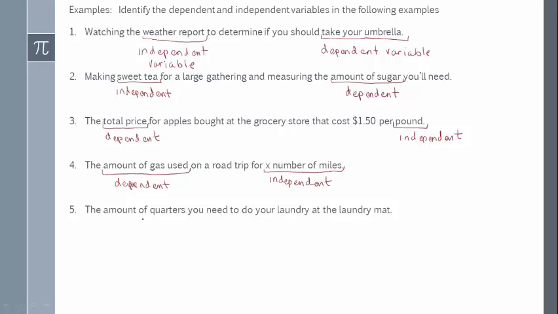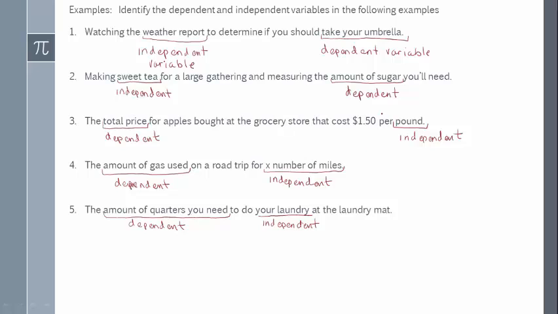And finally, we have the amount of quarters you need to do your laundry at the laundromat. This one's also a little, maybe you have to think about it. What will determine which? We're going to do our laundry and we're going to need quarters. So if you think about that, the amount of laundry you have will cause the amount of quarters you need. If you only have 1 load, you need less quarters than if you have 10 loads. So the independent variable is the amount of laundry. The amount of quarters is the dependent variable.